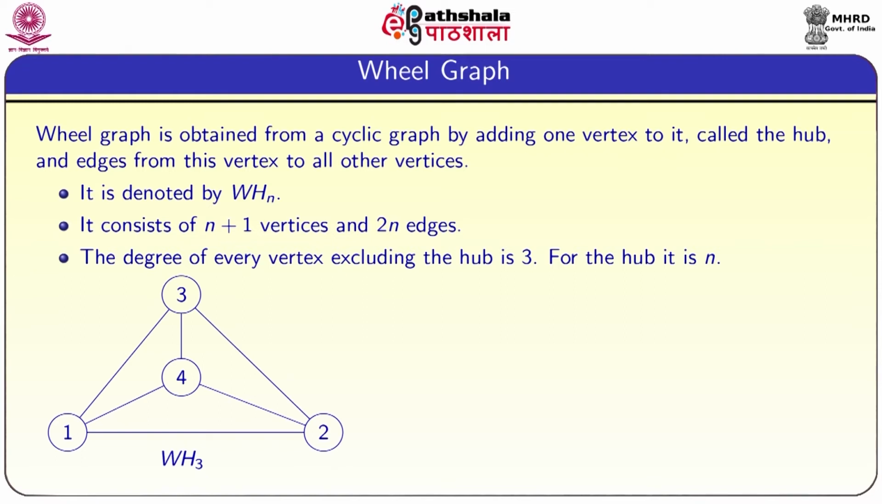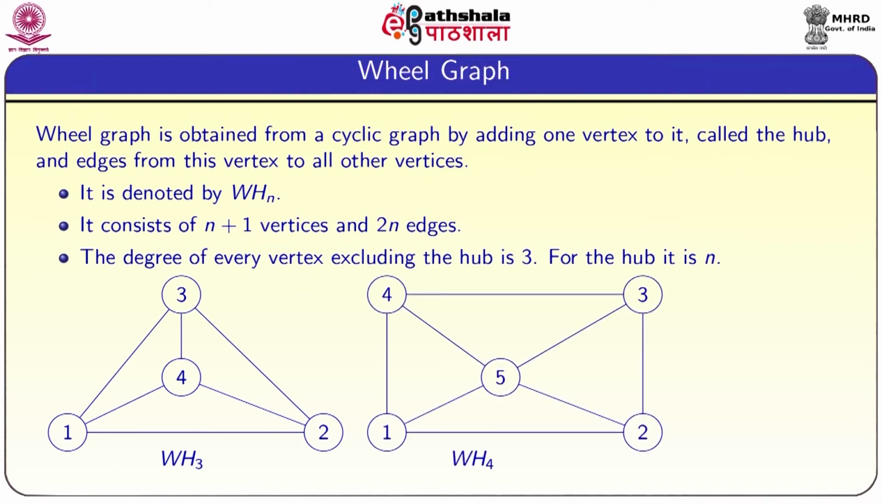For example, WH3 is obtained from the cycle graph C3 with vertices 1, 2, 3, and we add another vertex 4 to it, and from that vertex we add edges to all other vertices. Here the vertex 4 is the hub, so the degree of 4 is 3. In this case, of course, all the vertices have the same degree, but in general it need not be.